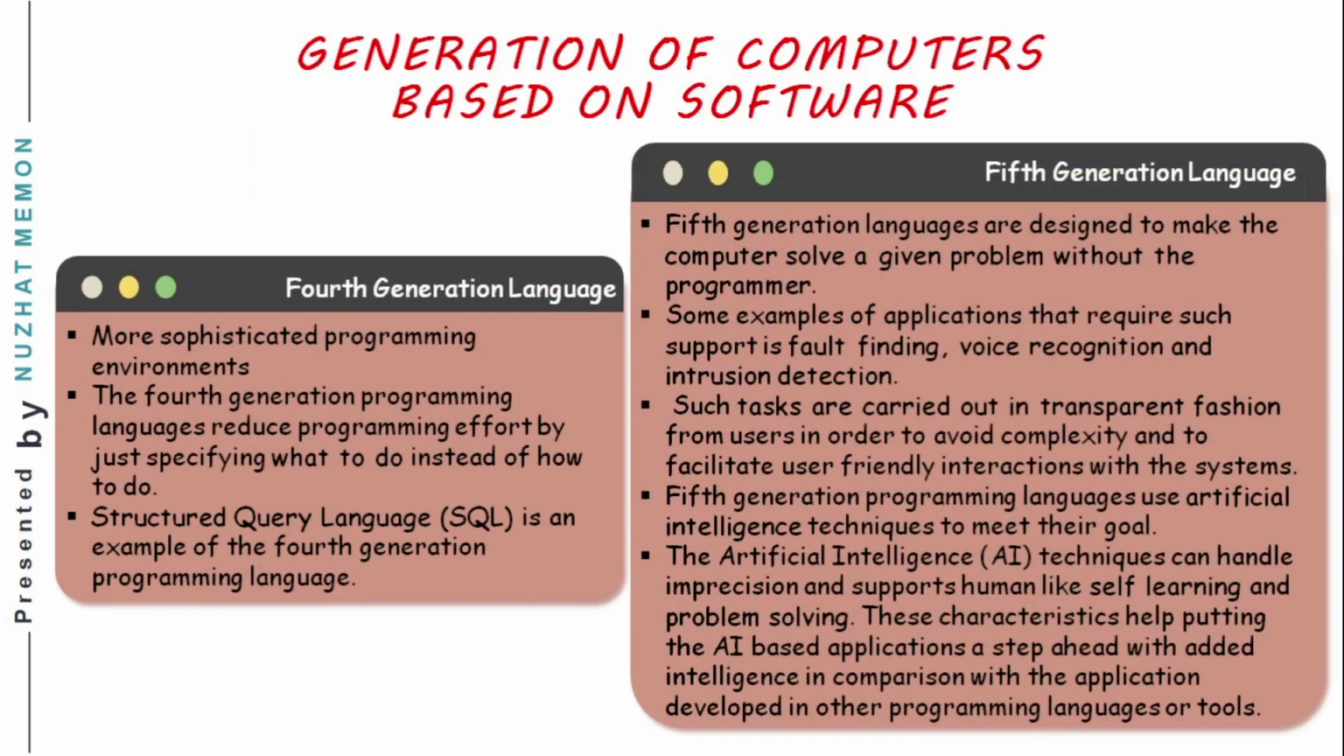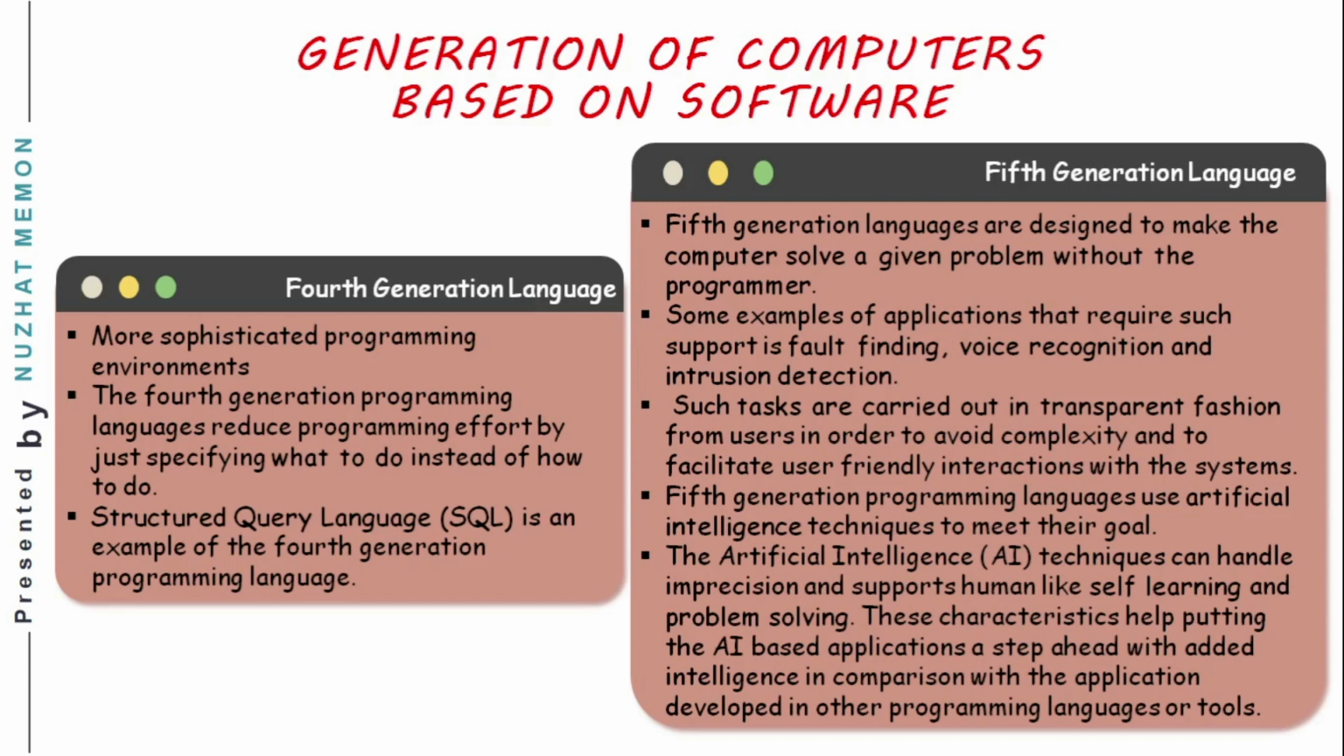So fifth generation languages are designed to make the computer solve a given problem without the programmer. In fifth generation language, a programmer was not needed. Some examples of applications that require such support are fault finding, voice recognition, and intrusion detection. Such tasks are carried out in a transparent fashion from users in order to avoid complexity and to facilitate user-friendly interactions with the systems. Fifth generation programming languages use artificial intelligence techniques to meet their goal.